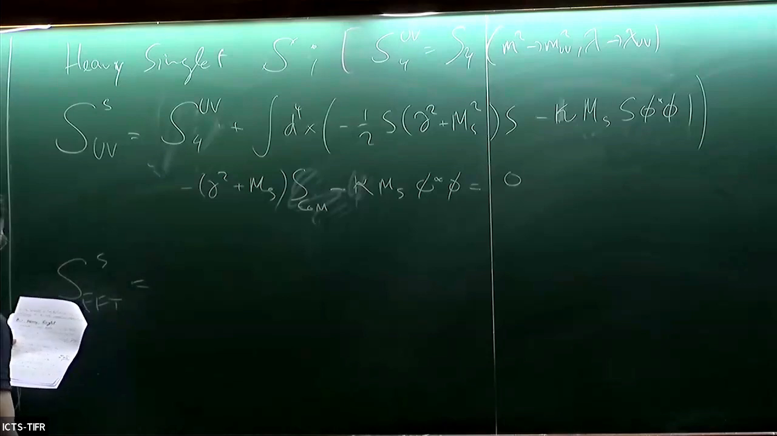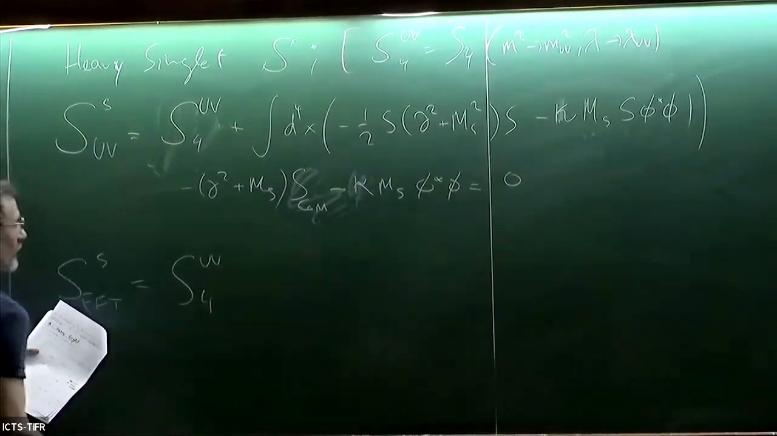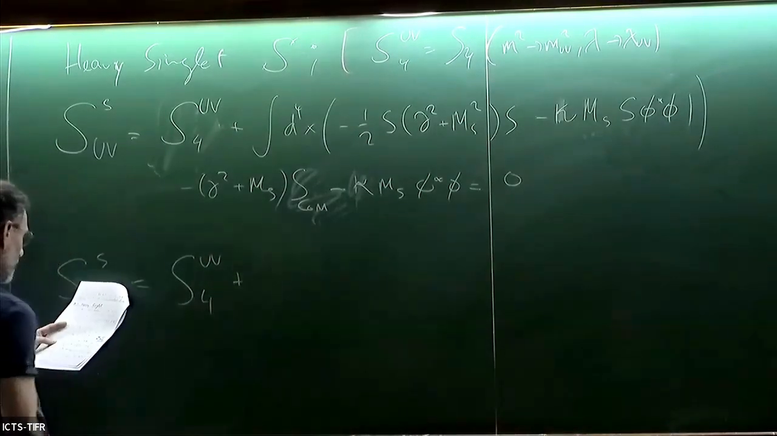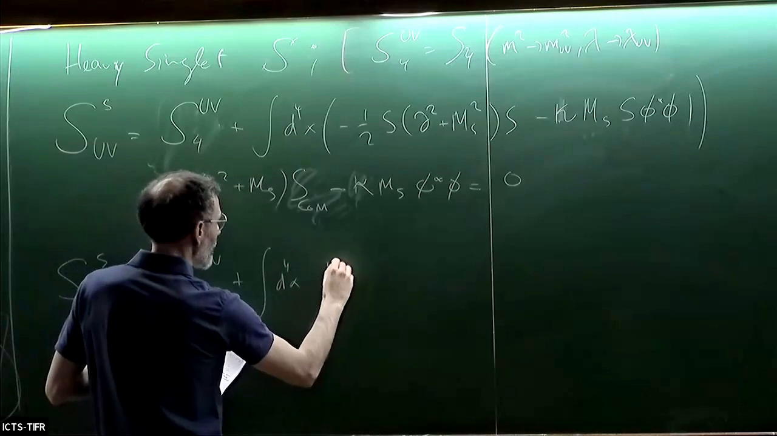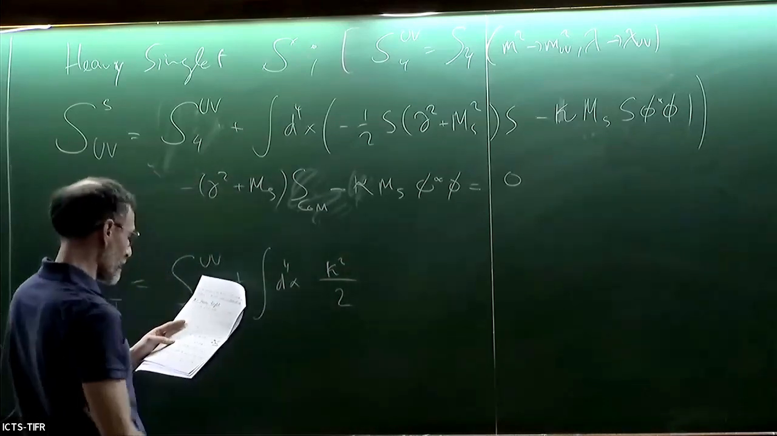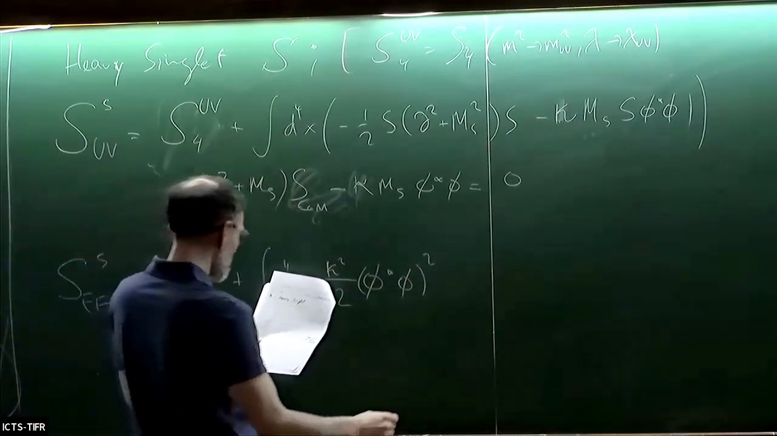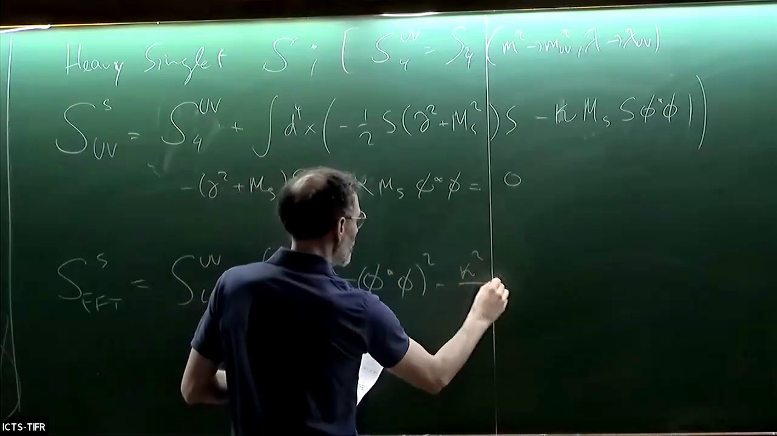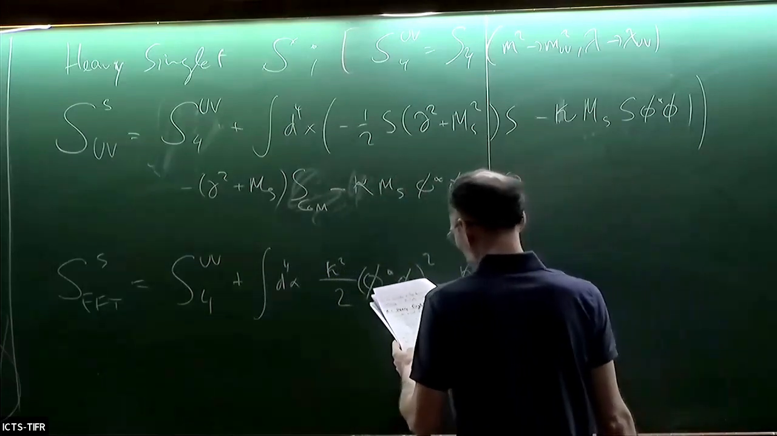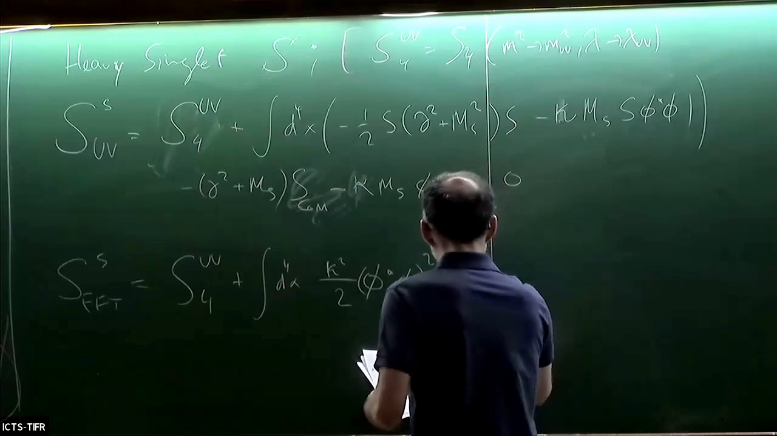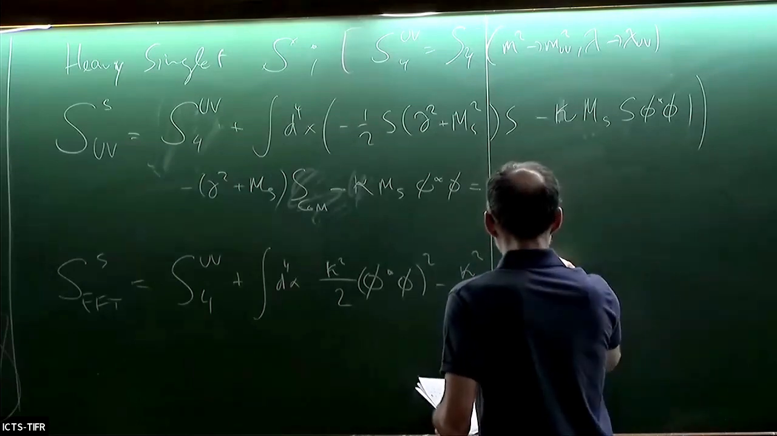Plugging in the equation of motion, there will be S4 UV as before, but the extra terms we'll get, so one of them is kappa squared halves (phi star phi) squared, and then minus kappa squared over ms squared, sorry, of phi star phi.